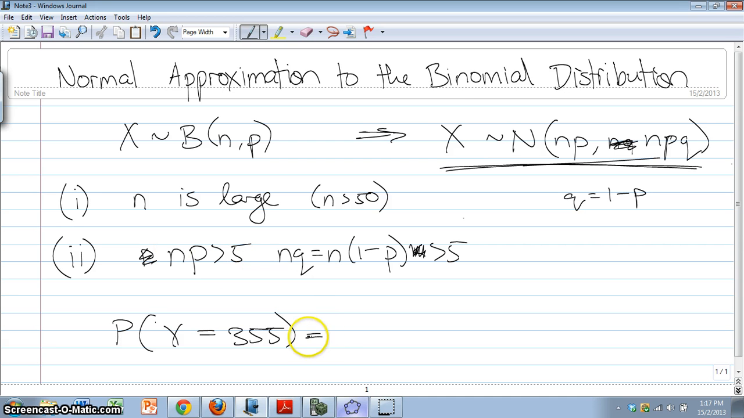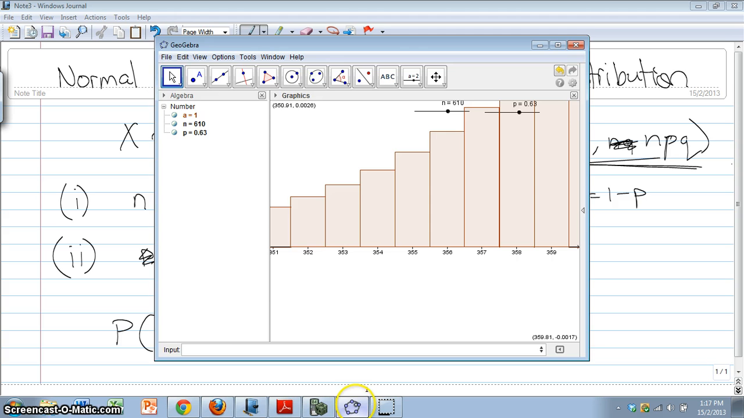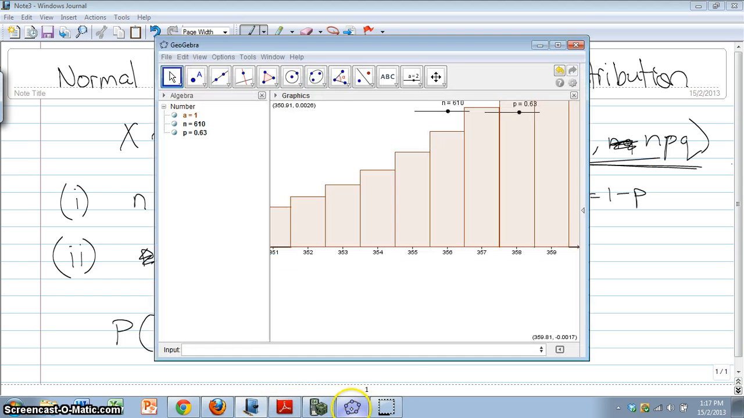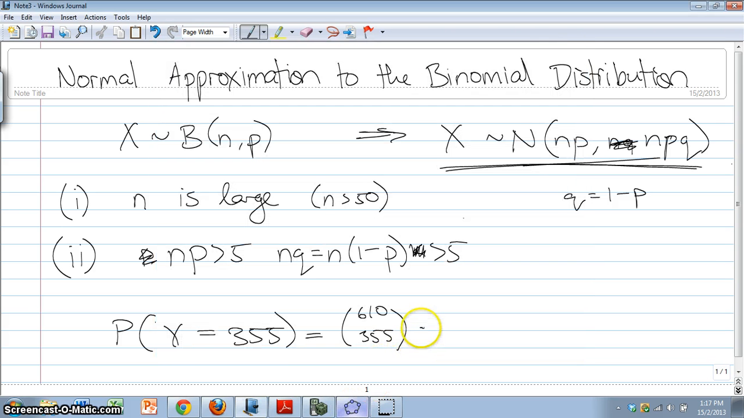What was that n and all that? It's 610 choose 355. Then our probability p is, where is it? 0.63, so 0.63 to the power of 355 times 0.37 to the power of 610 minus 355, right? And this is a horrible number, but it's just a number.